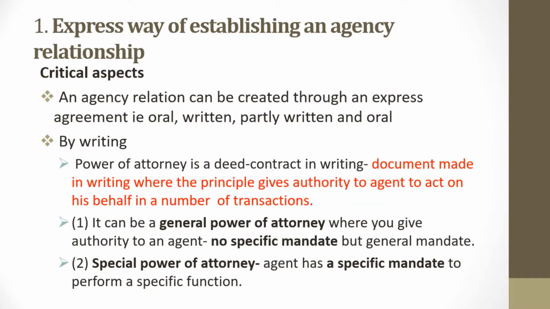Now, I've already stated that there are 5 ways of establishing an agency relation, and the first one is through an express agreement. So the principal can sit down and come up with an express agreement, and you need to appreciate as a law student that this agreement could be oral, written, or partly written and oral. When it comes to writing, the principal will give authority through a written document to the agent, stipulating that the agent will act on his behalf.